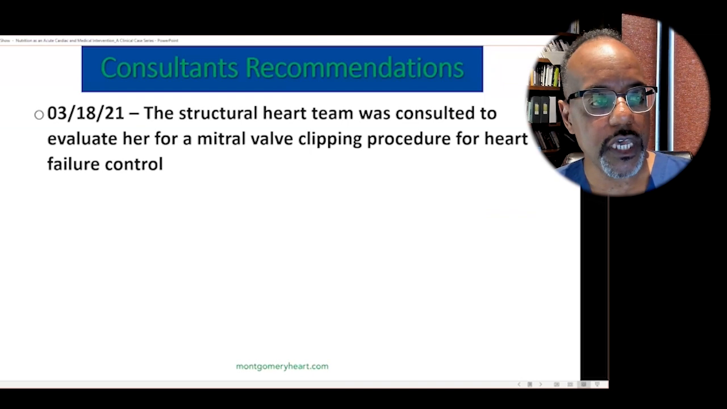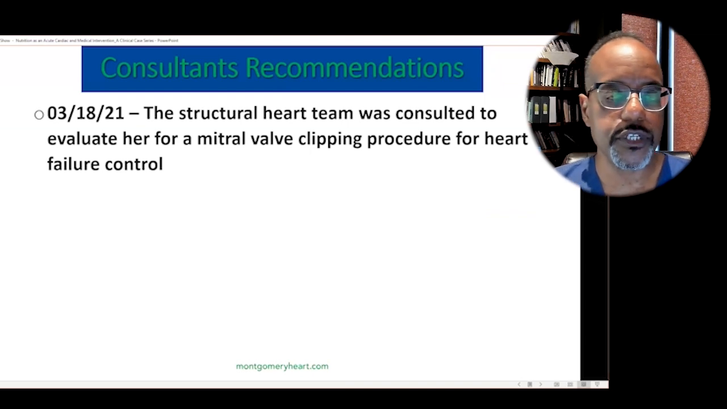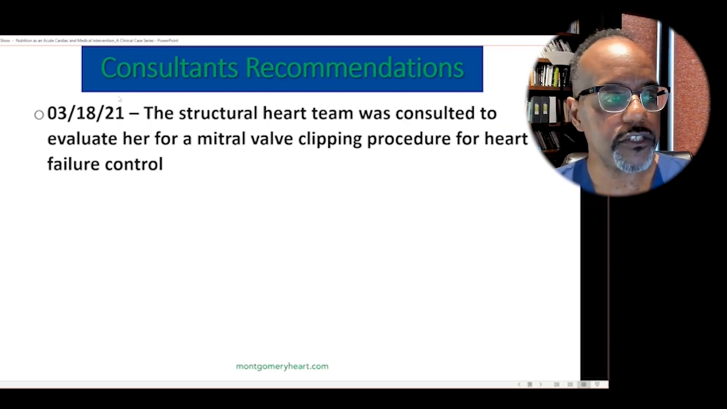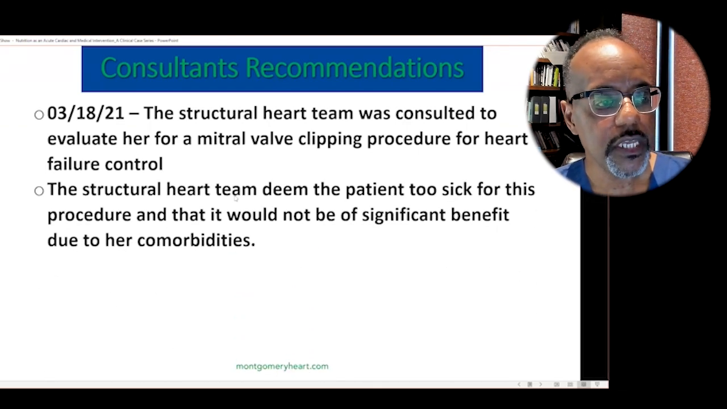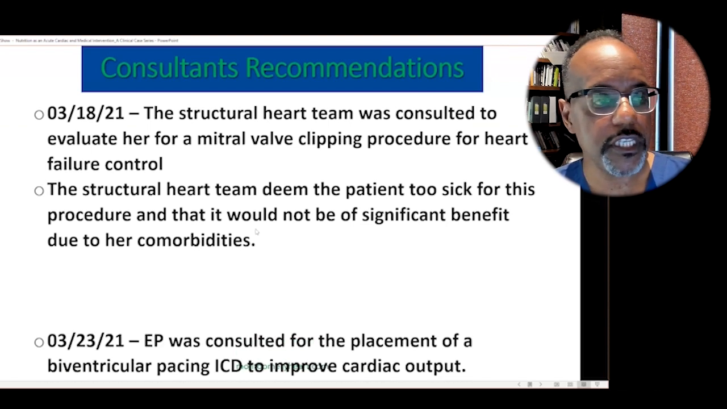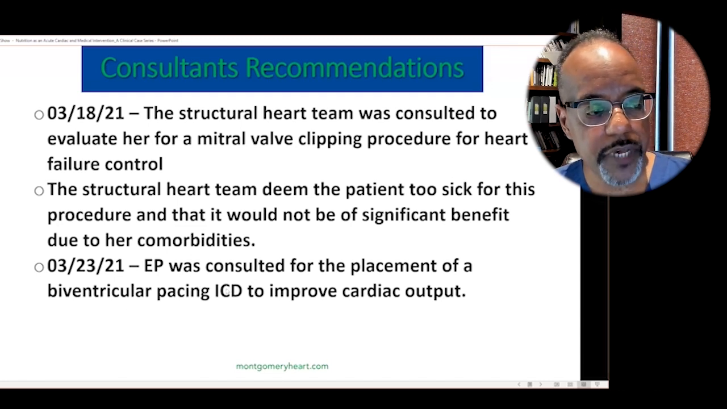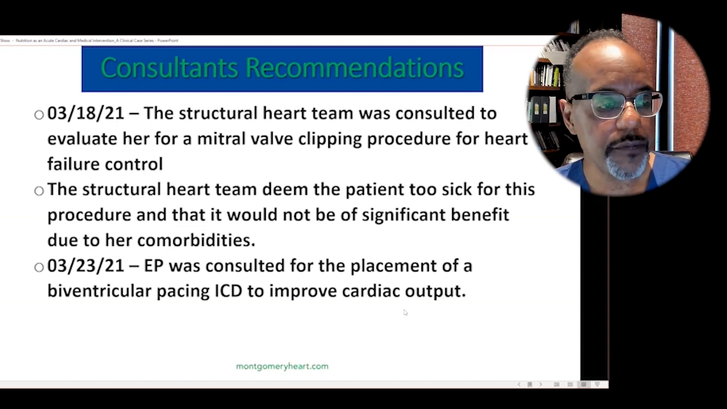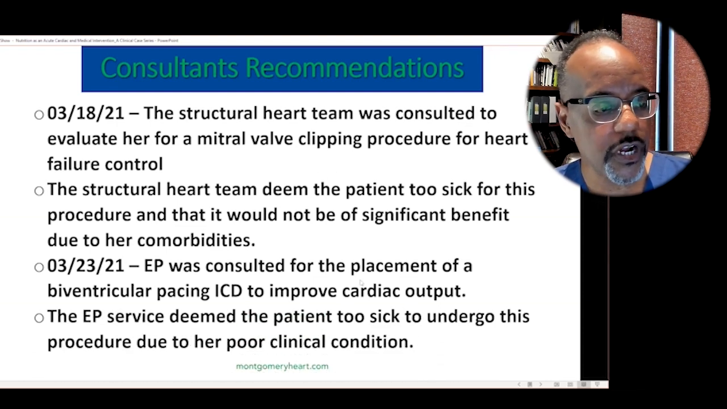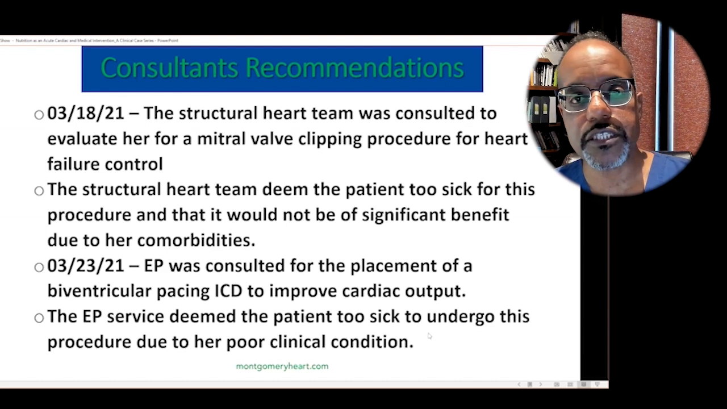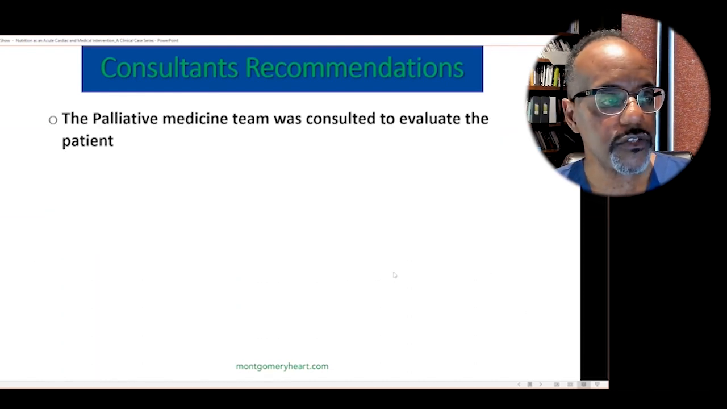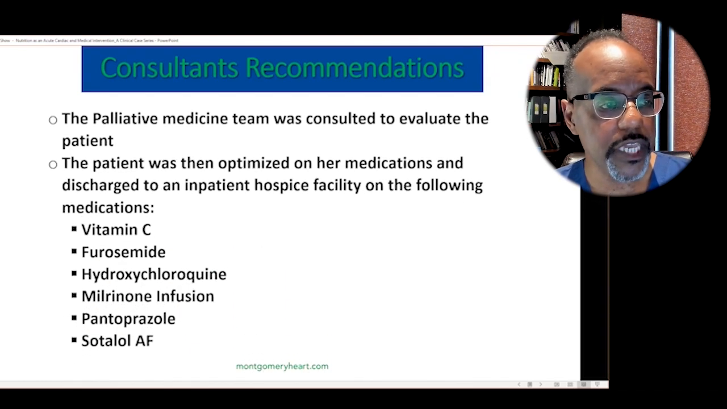And so the first team called was the structural heart team. We wanted to look at the mitral valve to see if we could get that mitral valve repaired. They deemed that the patient was too sick to undergo this procedure, and so wouldn't benefit significantly. I called my electrophysiology consultant to see if she would benefit from biventricular pacing to improve her cardiac output. She probably saw the structural heart team's note and said, well, this patient was deemed too sick to undergo this procedure. So to make a long story short, we had to call a palliative medicine team. They would consult to evaluate the patient. We got her on inpatient hospice.